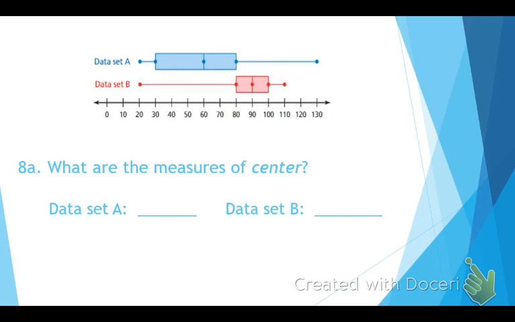The measures of center. What's another word for measure of center? The median. So you're just looking for the one that is in the middle. What's in the middle on data A? 60. What's in the middle for data B? 90. Excellent.